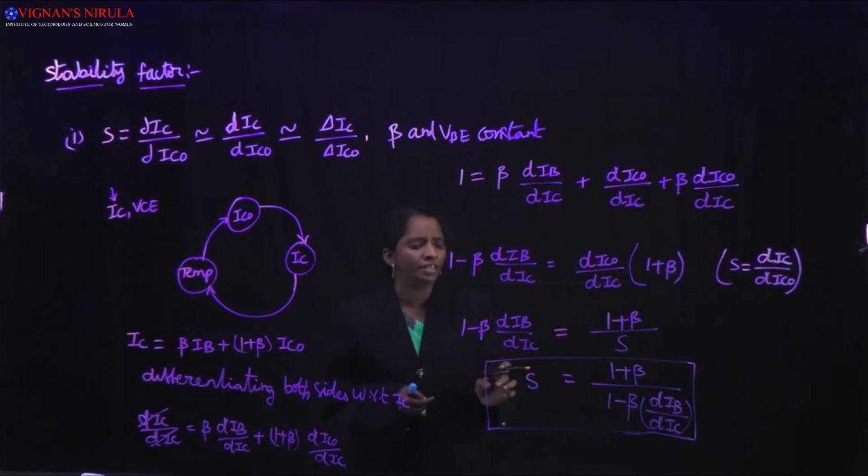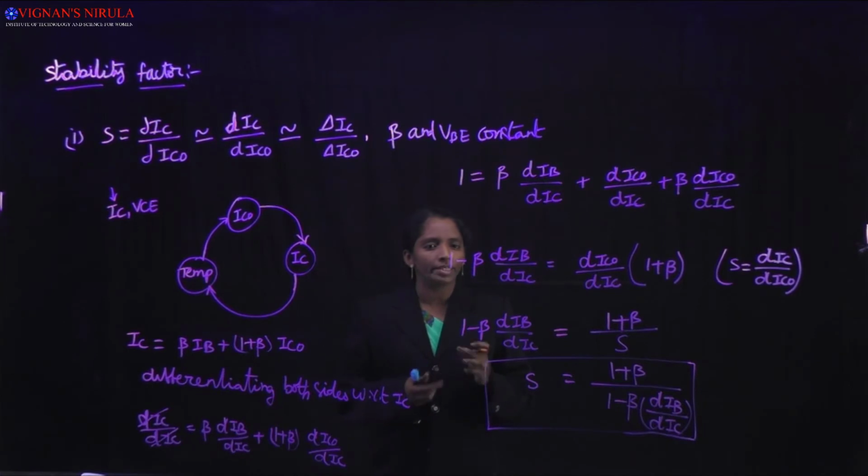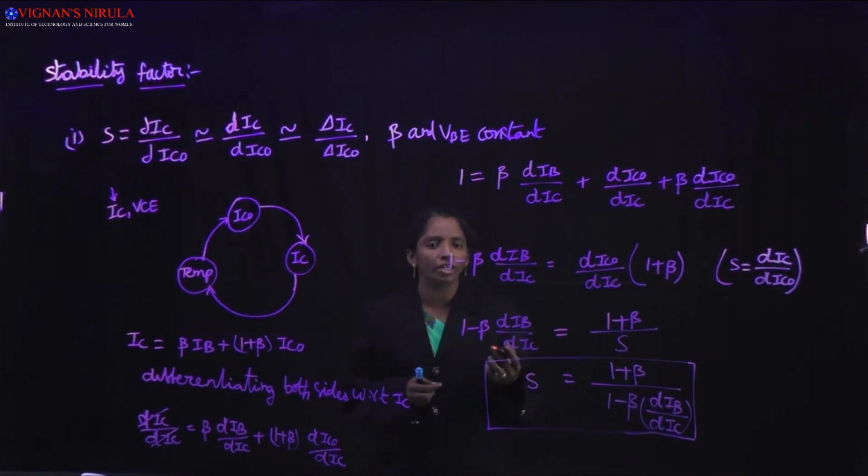Here the stability factor should be as small as possible. At that time the operating point will be fixed. If the S value is increasing, the shifting of the operating point will increase. So it is better to take S as small as possible.